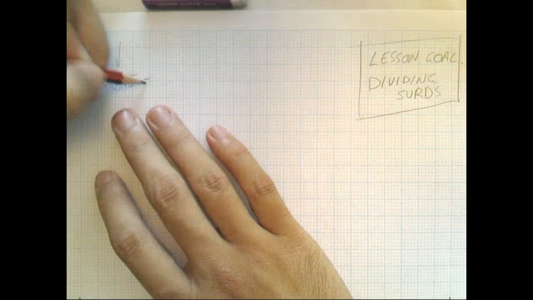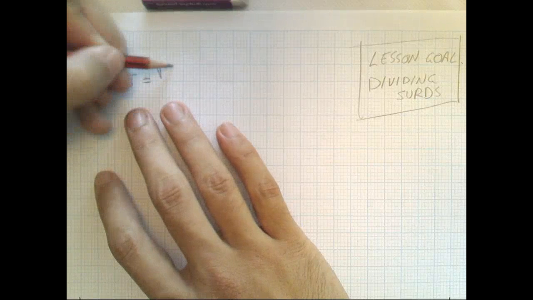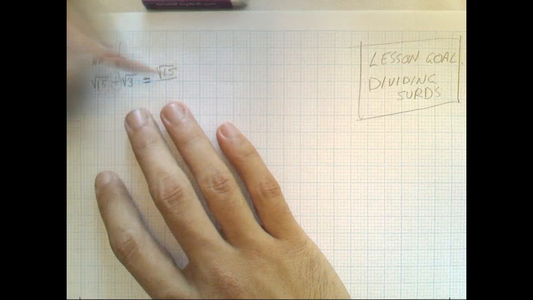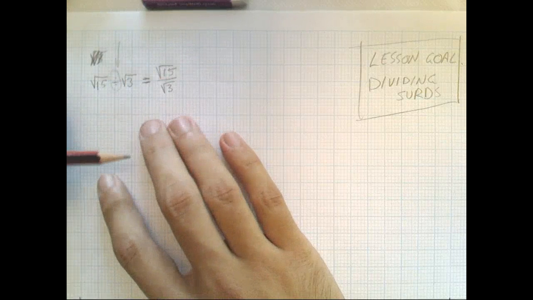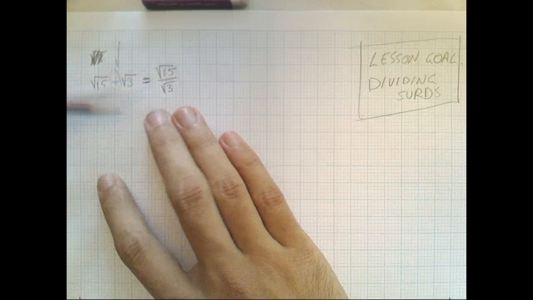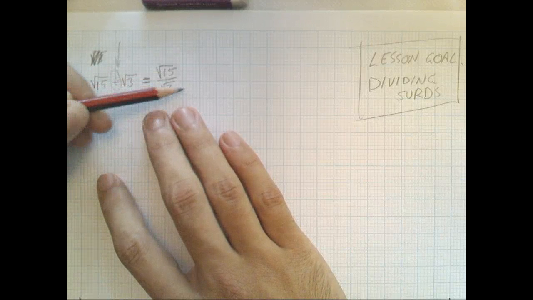Instead, if you want to say something is divided by something else, you write it this way. Root 15 divided by root 3. Okay, so that's the new way that you'll look at division from now on.